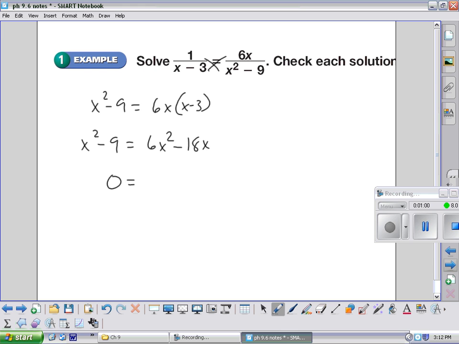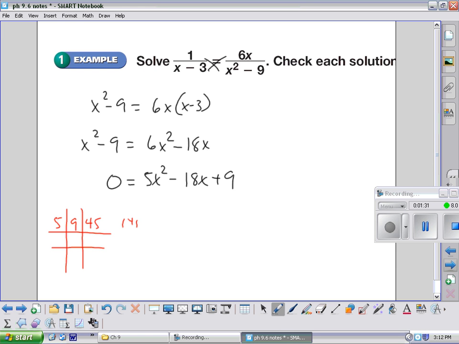Set the side equal to 0 because we have a quadratic. 5x squared minus 18x plus 9. And, all right, tic-tac-toe again, because I want to factor that thing if I can. If not, I'll use the quadratic formula, right? So we've got 5 and 9. A and C multiply to get 45, and then we add to get negative 18.